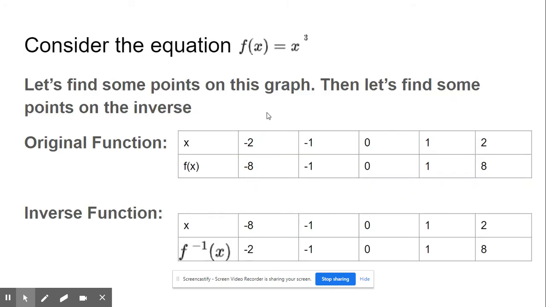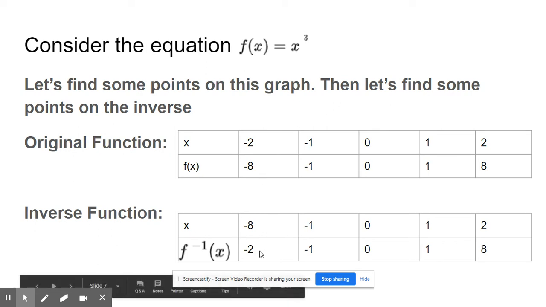Now we're going to look at cube functions. So consider f of x equals x cubed. We're going to find some points on this graph, the original function, and we're going to then similarly find points on the inverse function. Again, the point (x, y) on the original is flipped as the point (y, x) on the inverse.